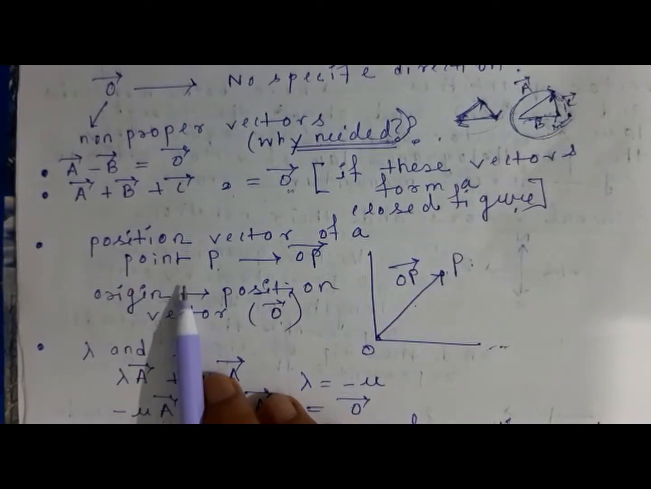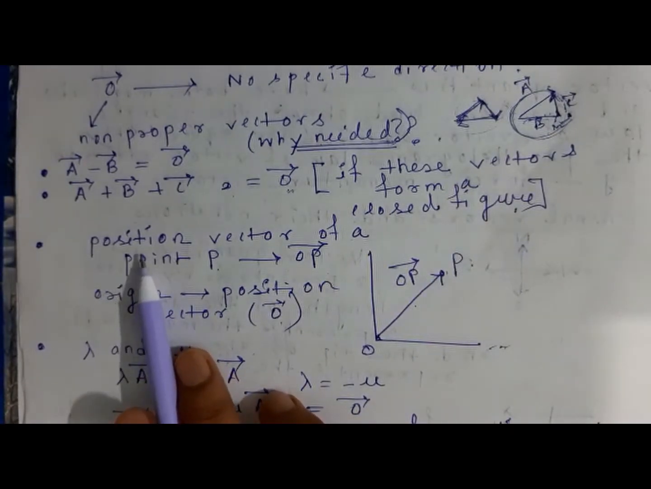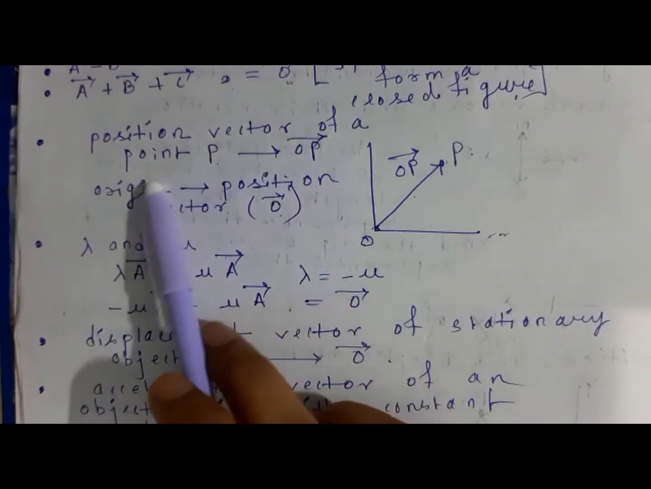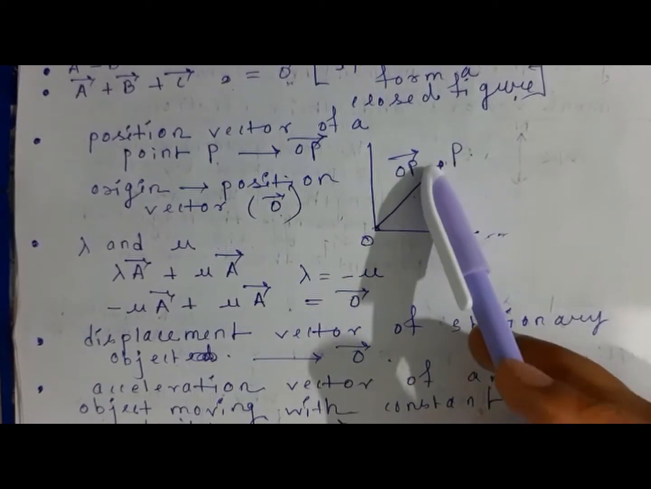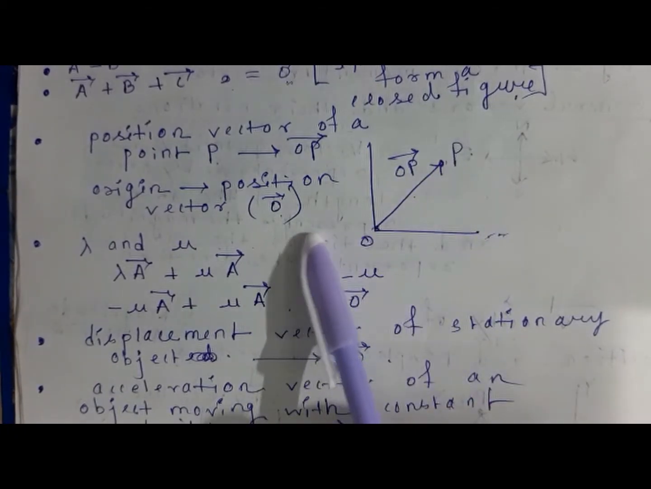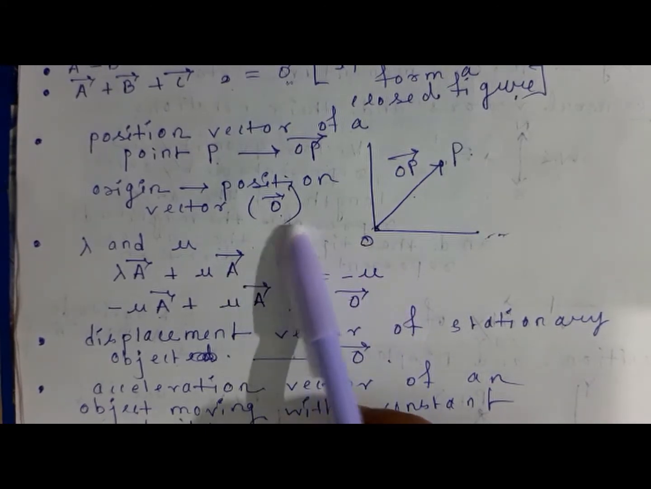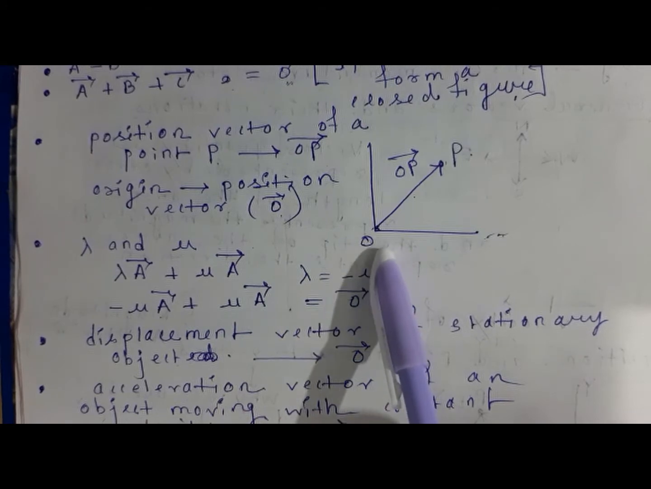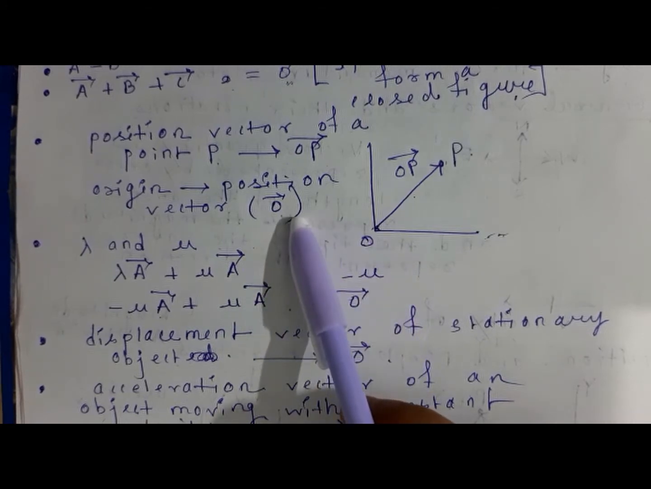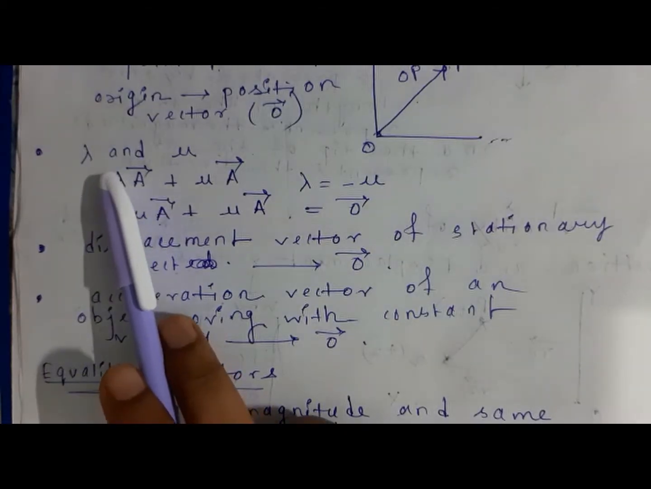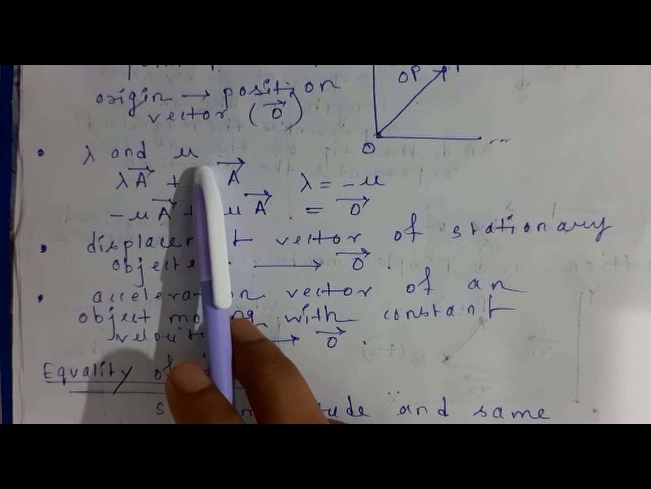Now second, you see over here the position vector of the point P is my OP vector. Now what is the position vector for this point O? That's my origin. That is the 0 vector. So the position vector of this origin is the 0 vector. Now over here you see lambda and mu. These are my two real numbers.